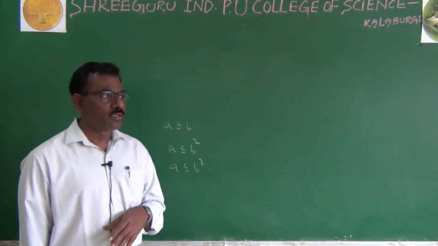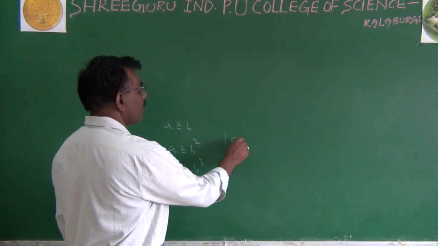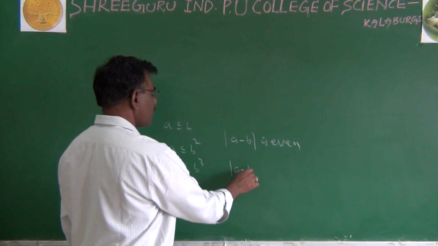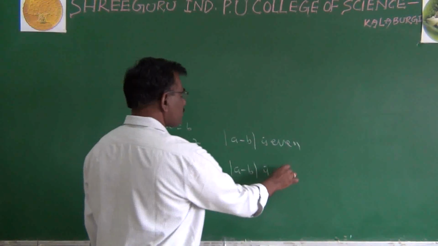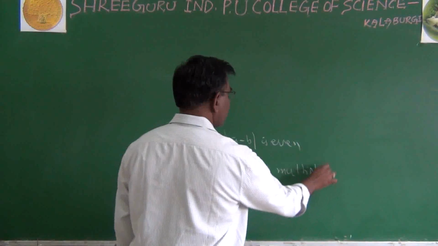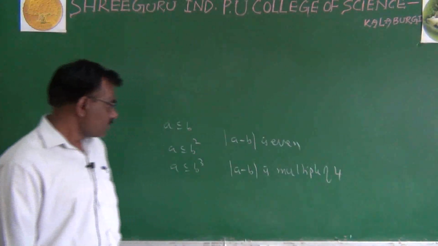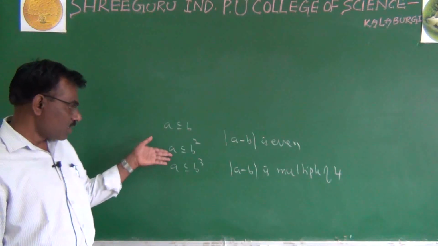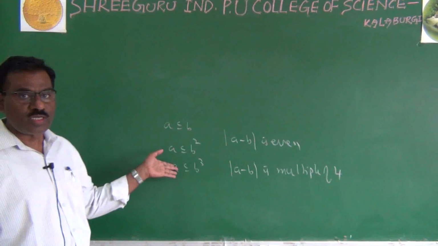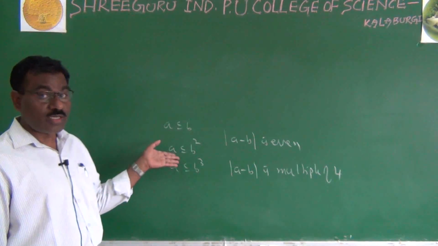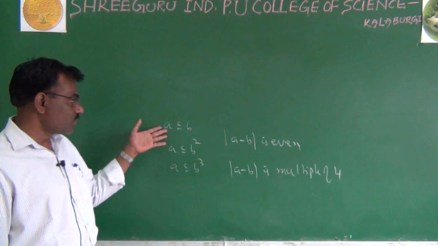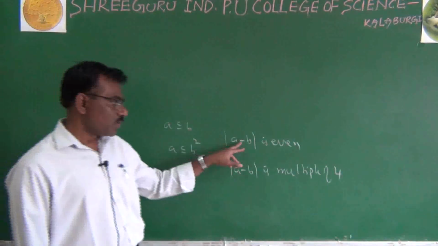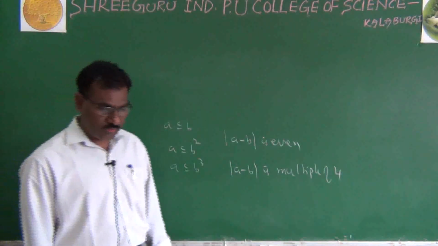So next, modulus of A minus B is even. Modulus of A minus B is a multiple of 4. So this is A less than B, A less than B square, A less than B cube. These two problems I explained, neither reflexive, nor symmetric, nor transitive. Only the reflexive is okay, transitive also, symmetric is not. These two are always equivalence relation, okay?